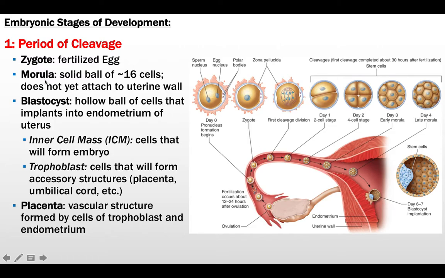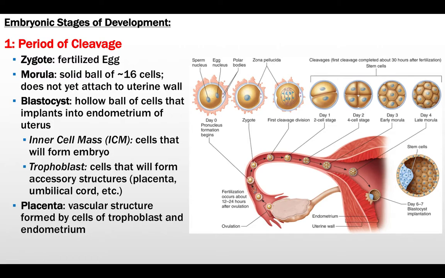Eventually, that morula will hollow out and will have an outer lining and a little clump of cells on the inside. That hollow ball is the one that's going to implant itself in the uterine lining, which will then become the womb. The inner cell mass are those cells inside the hollow ball that will form the embryo itself, and that outer lining is called the trophoblast, and it will form accessory structures like the placenta and the umbilical cord.